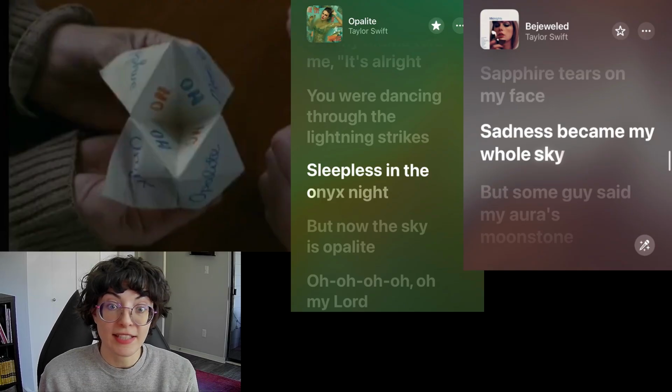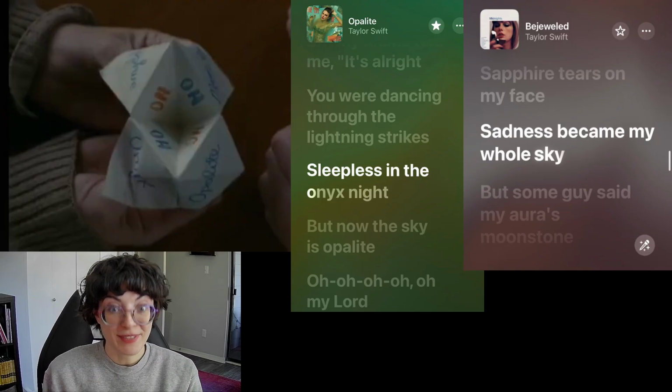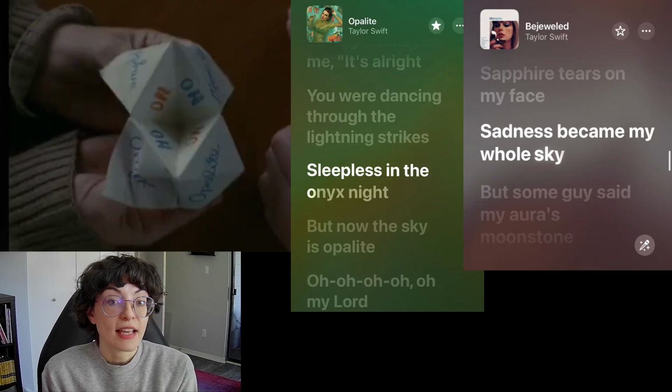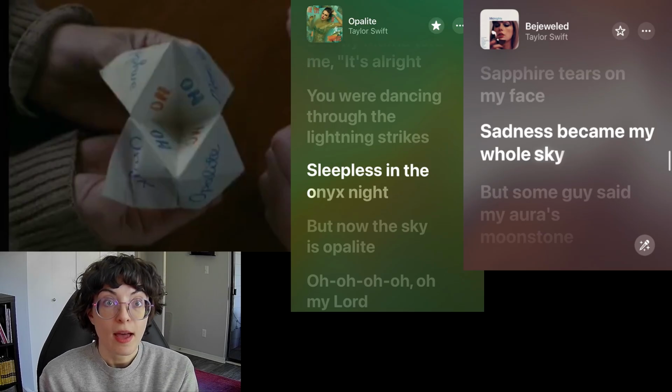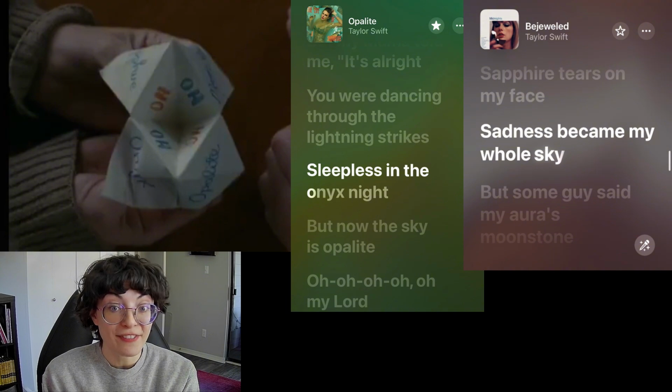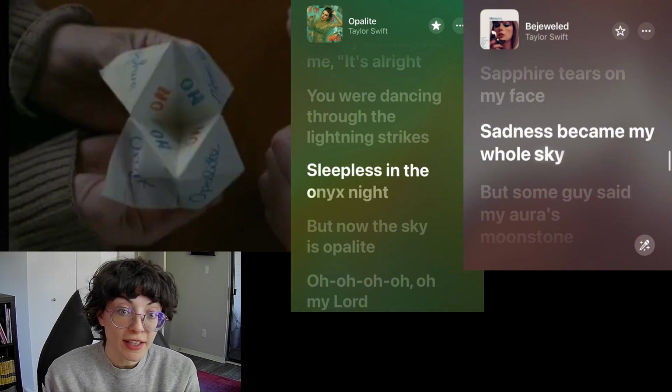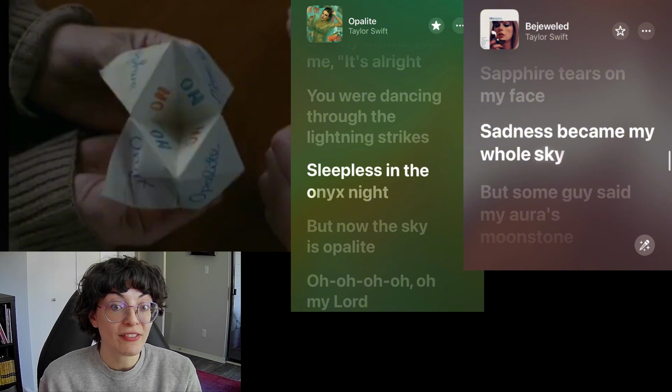We also have the scene of her playing with the fortune teller with the rock. Sorry again for the terrible quality image. Blame Tay Capitalist. On the fortune teller, there are 4 different stones. It says onyx and opalite, which are 2 stones that are listed in the lyrics of Opalite. But it also says sapphire and moonstone, which are lyrics from Bejeweled. So again, we have another parallel.